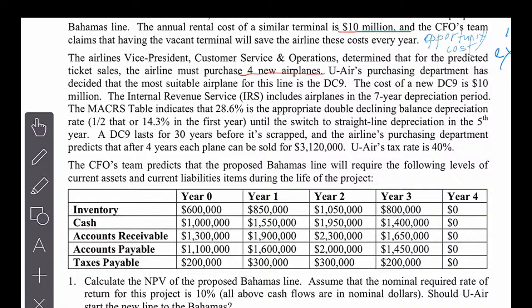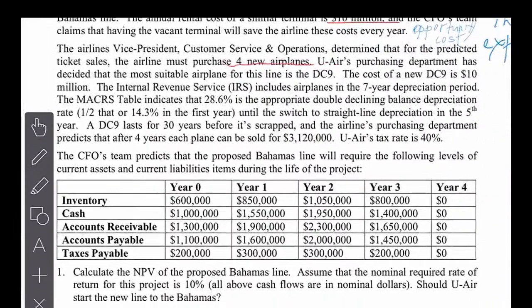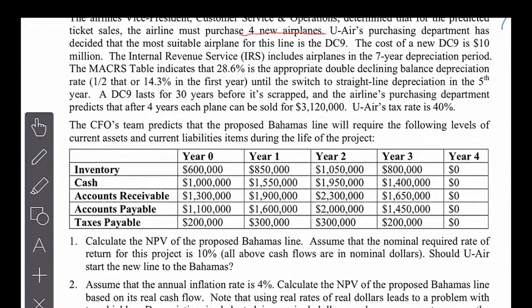So then there's some other stuff here. Okay, and the UR tax rate is 40%, so we're going to use that. That's their corporate tax rate. So we need all this information. So that's going to be corporate tax.